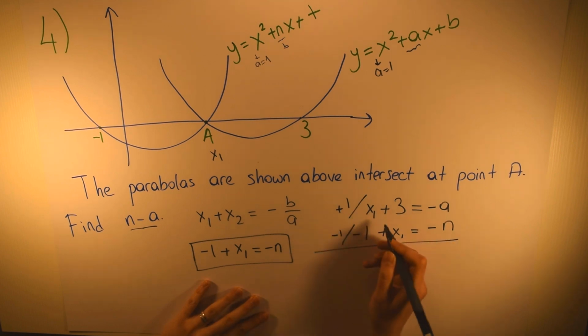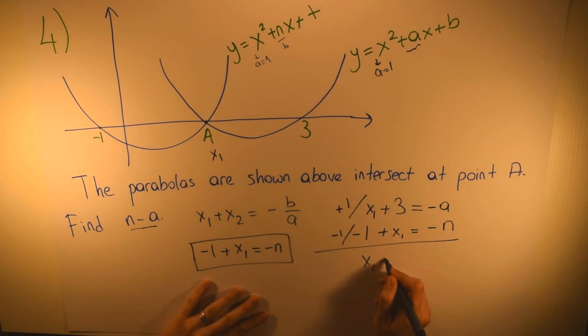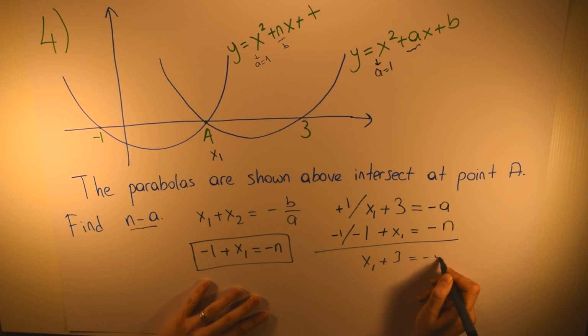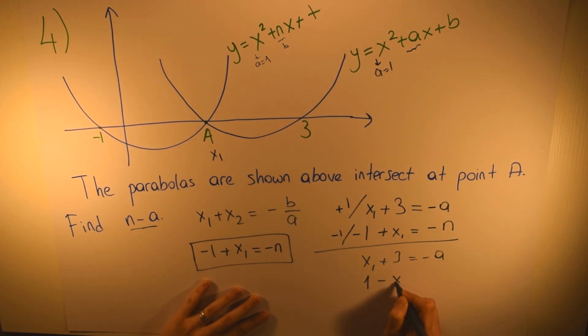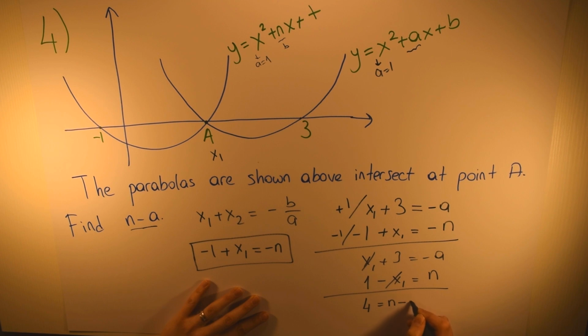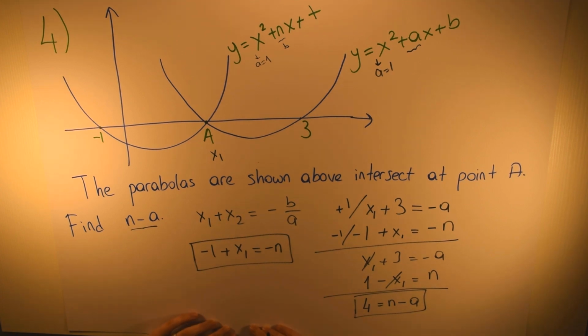So let's continue then. Here we have x1 plus 3, which is equal to minus a, and here we have 1 minus x1 is equal to n. And from here, these will cancel out each other, and 3 plus 1 is equal to 4, which is equal to n minus a. So 4 is our answer for this question.